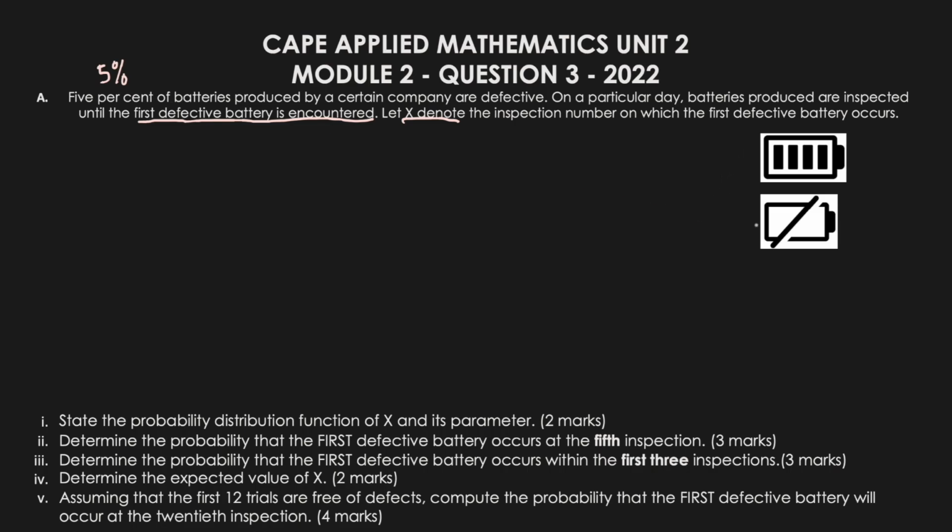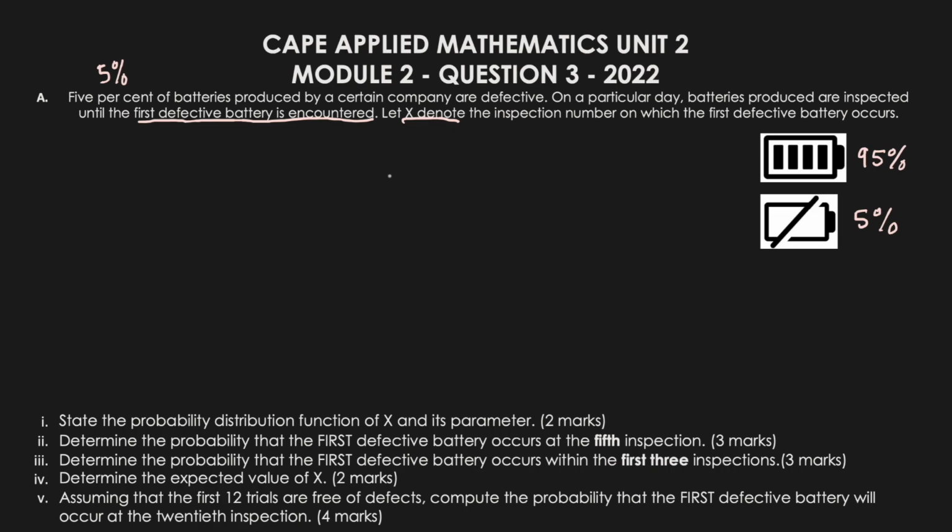So we have some batteries, right? And we're saying that out of those batteries produced at a particular factory or company, we have 5% that are usually defective. If 5% are defective, that means that 95% are not defective. I got this 95 because we know that things are usually measured in 100%. So if I do 100 take away 5, 95%.